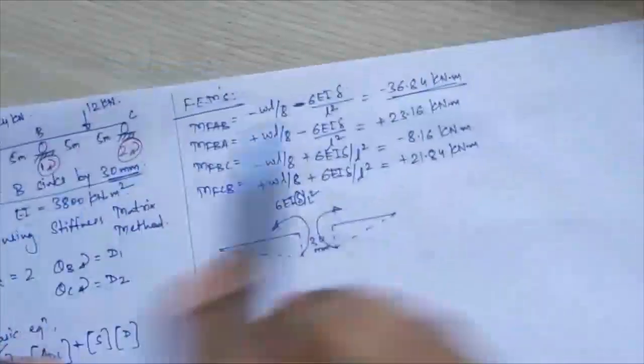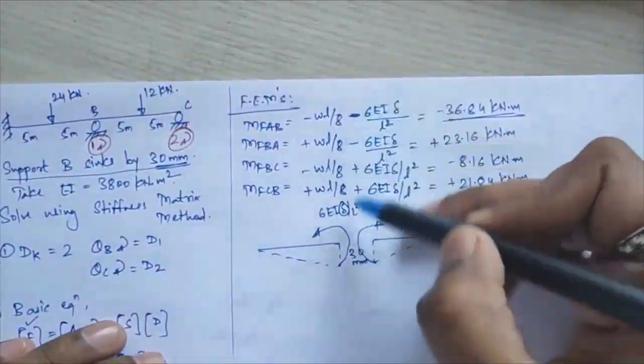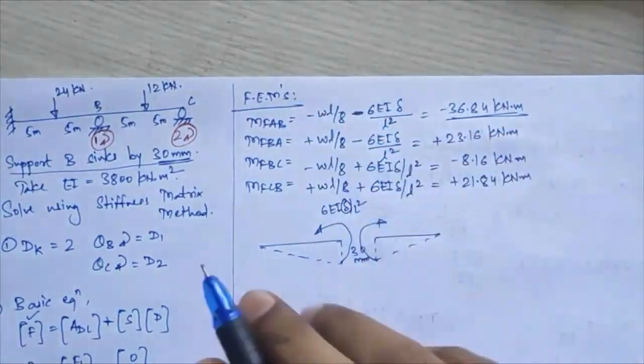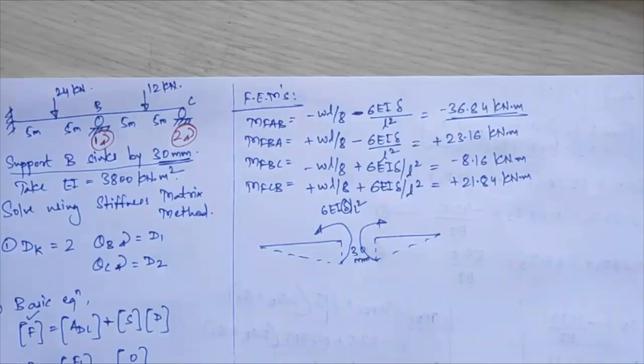Because of sinking support conditions, you need to consider these conventions over there, that is the moments occurring due to translation and rotations that you have to consider. If sinking support condition is not given to you, then your fixed end moments will be only due to the applied loads over it.